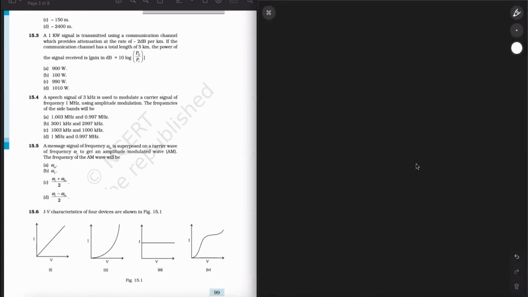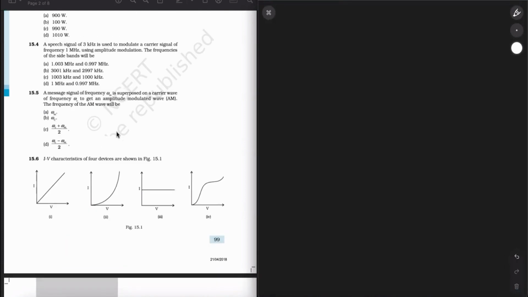Now, question 3 we have done, and moving forward to question number 4. A speech signal of 3 kilohertz is used to modulate a carrier signal of frequency 1 megahertz. Using amplitude modulation, the frequencies of the sidebands will be. Amplitude modulation, frequency of sideband.